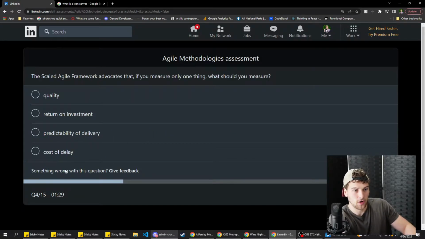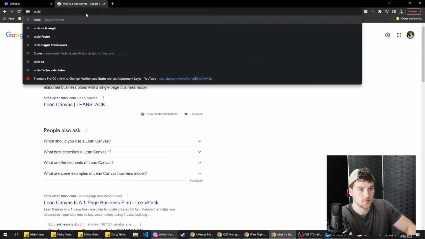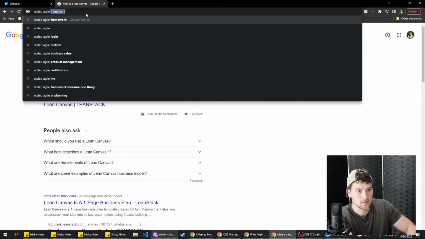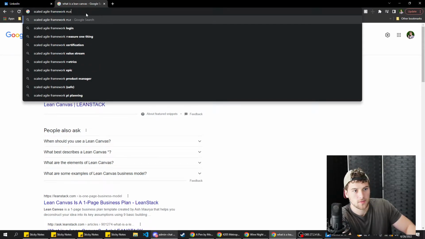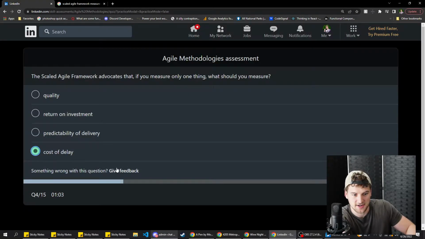Next, number four. The Scaled Agile framework advocates that if you measure only one thing, what should you measure? In conclusion, if you want to measure one thing, the cost of delay. That's what I was going to go with if I just had to take a random guess. I should do my random guess before I Google this, and then I feel like that'd be better to do.